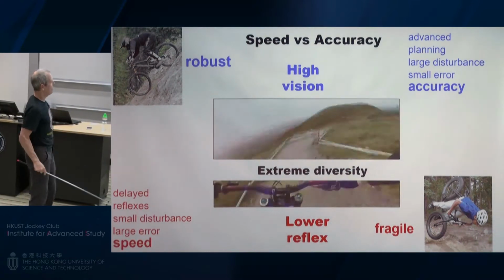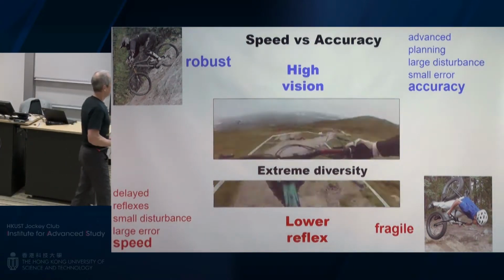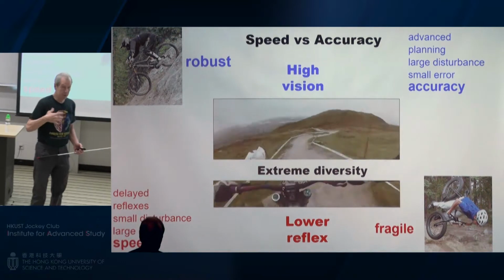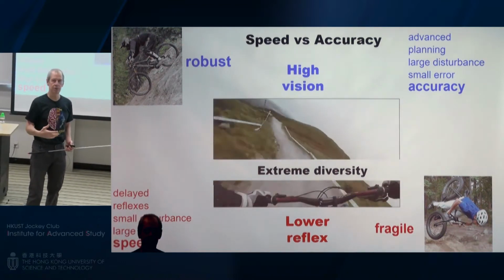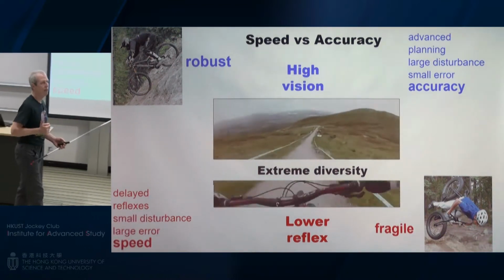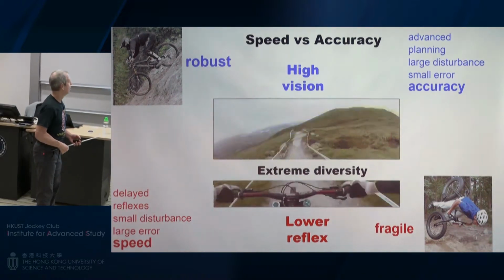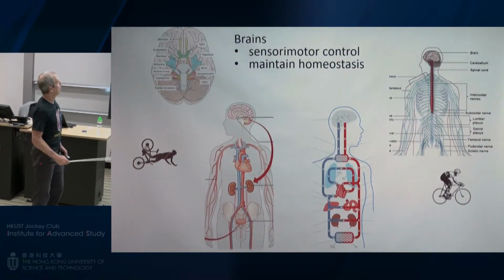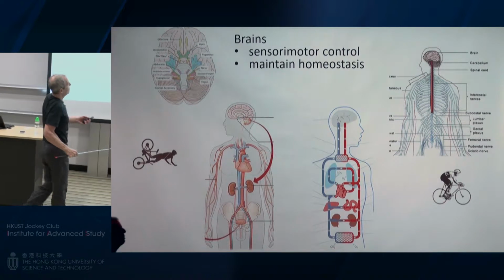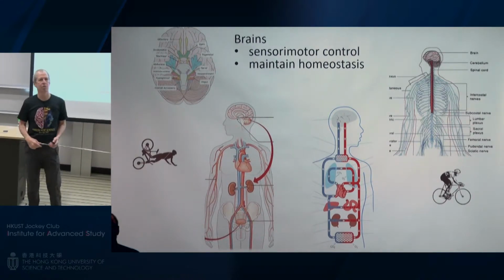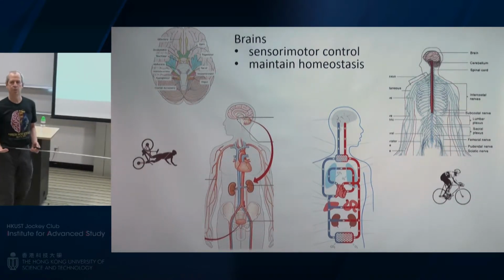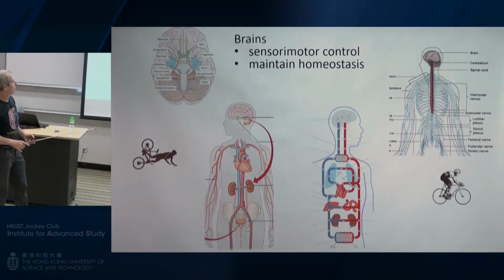There's extreme diversity here. There's extreme diversity in the nervous system that implements these different control systems. There's extreme diversity in the behavior here. Okay. So the two things our brains basically have to do are sensory motor control and maintain homeostasis. Those are the two main things our brains do.